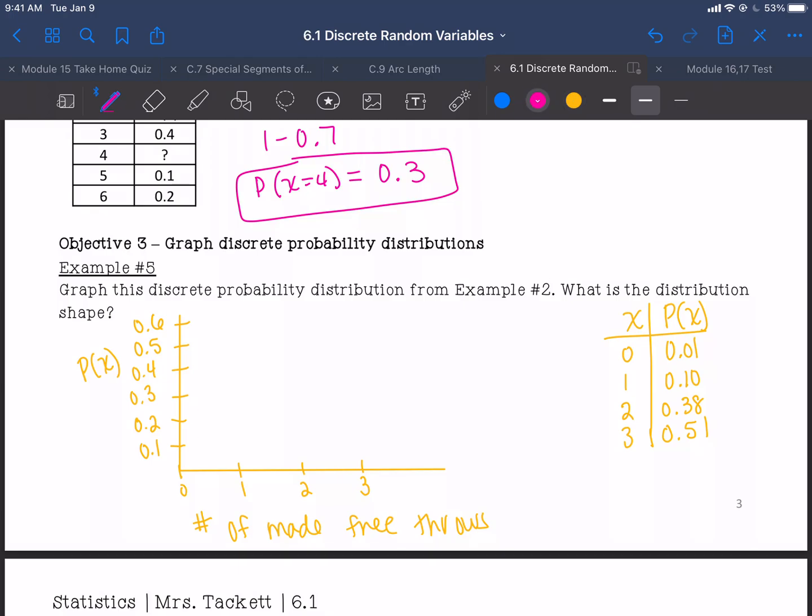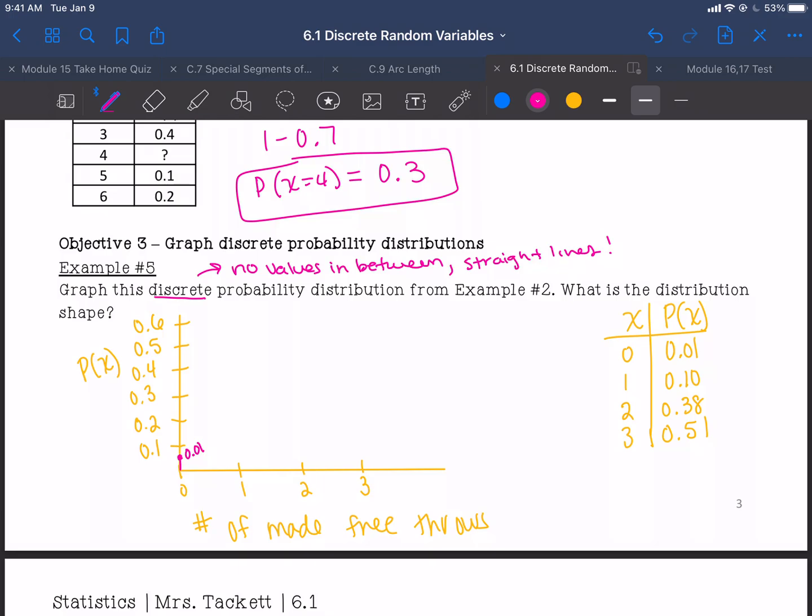Alright, so the probability of 0 free throws being made is 0.01. So we go up and we just make a straight line. Our straight lines are because the fact that it's a discrete probability means there's no values in between. So that's why we use straight lines.